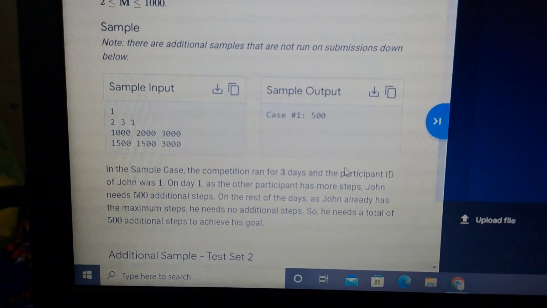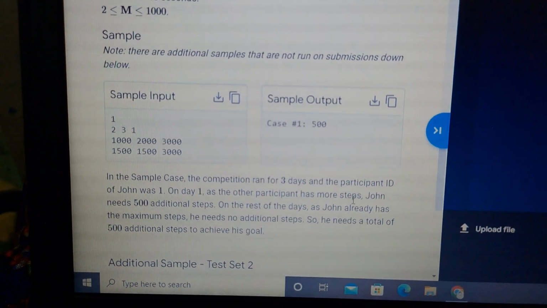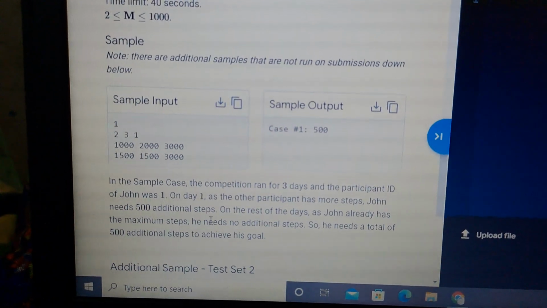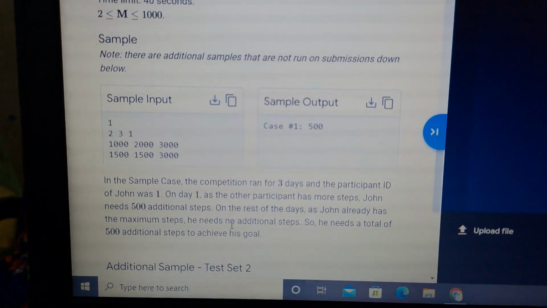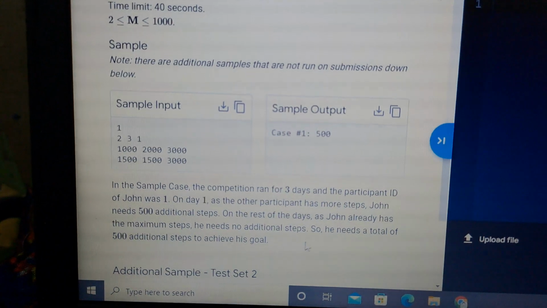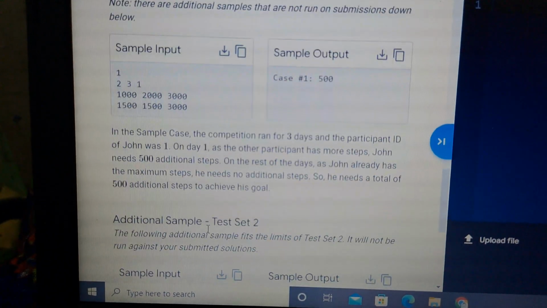In the sample, the competition ran for 3 days and the participant ID of John was 1. On day 1, the other participant has more steps, so John needs 500 additional steps. On the rest of the days, as John already has the maximum steps, he needs no additional steps. So he needs a total of 500 additional steps to achieve his goal.